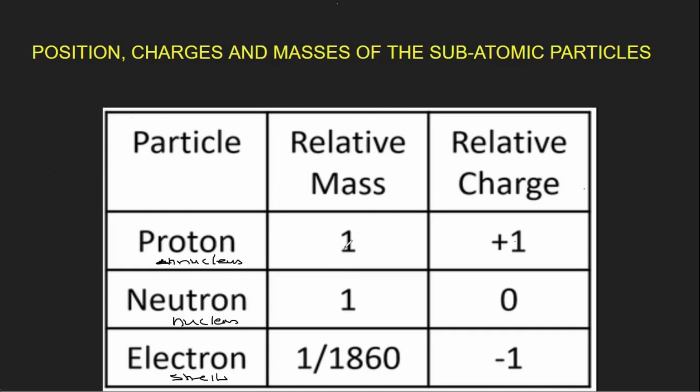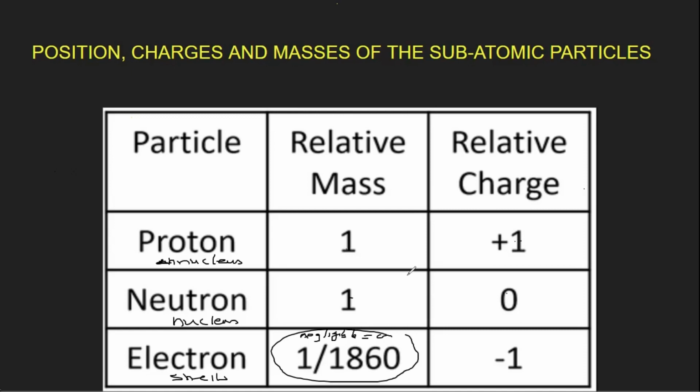The mass of proton is 1, the mass of neutron is 1, the charge of proton is +1, the charge of neutron is 0, the charge of electron is -1. Now see the mass of electron. What is the meaning of 1 by 1860? 1 by 1860 means negligible, or you can say 0.